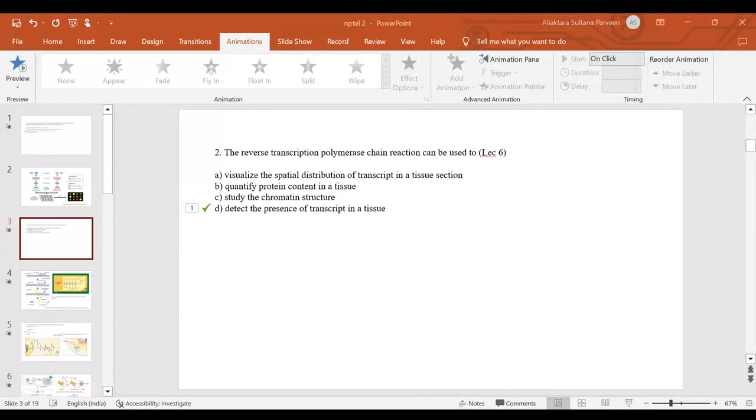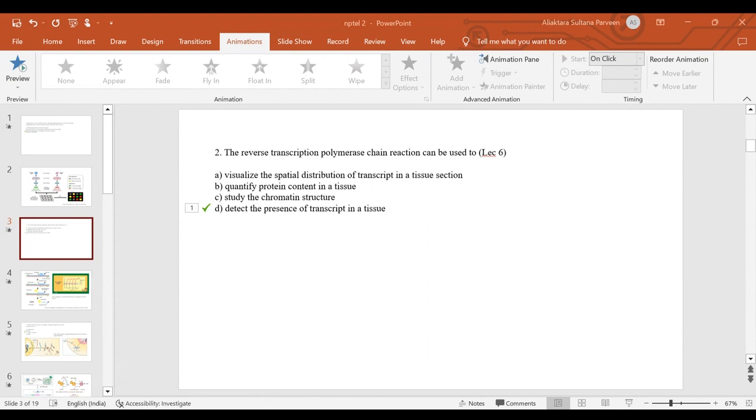So from here you can say that RT-PCR is used to detect the presence of a transcript in a tissue, right? And definitely not for the spatial distribution. Spatial distribution is not done in this case, because here you're taking the whole tissue, and whatever the experiment is, it is an in vitro method, because you're isolating the RNA, making the cDNA, and then you're going for this experiment. So definitely, if you want to see the spatial distribution, it has to be in vivo. In vivo means inside the tissue or inside the cell.